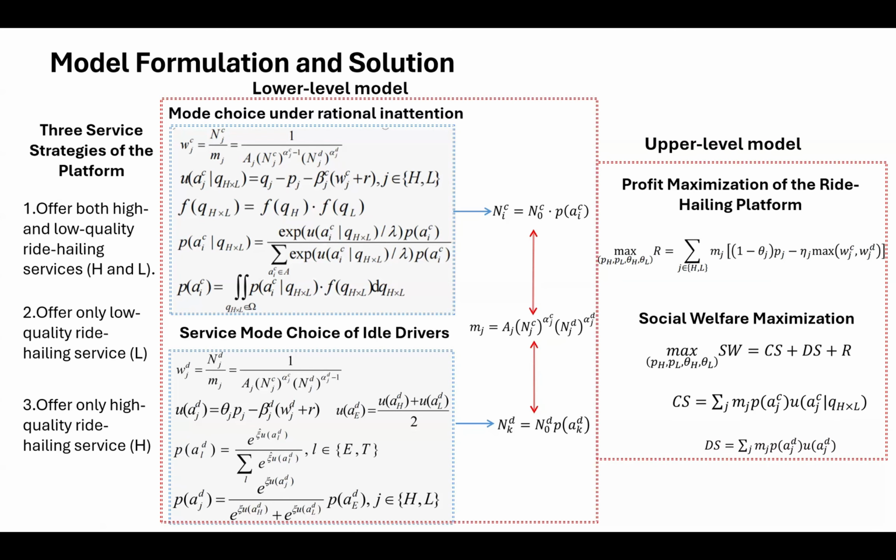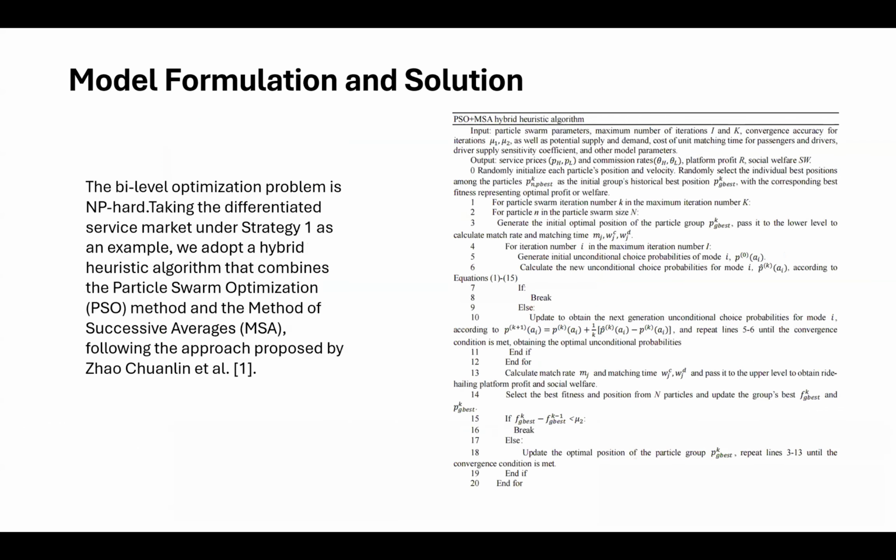Moving to the red box on the far right, this part represents the upper level model, which contains two alternative optimization objectives: maximization of platform profit and maximization of social welfare. In terms of computation, this is a bi-level optimization problem, which is NP-hard in nature.